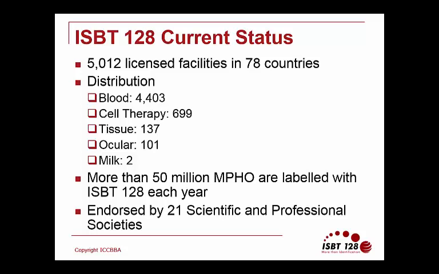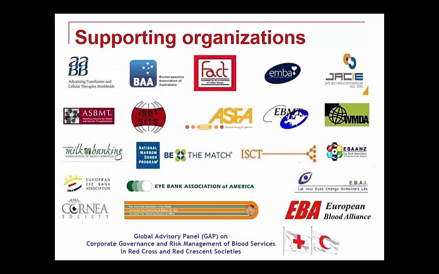Today, there are 5,012 facilities licensed to use ISBT 128 in 78 countries. Whilst the great majority of these are blood transfusion related, the most rapid growth areas are in the cell and tissue areas. More than 50 million medical products of human origin are labeled with ISBT 128 each year. And the standard is endorsed by 21 scientific and professional societies, including the European Milk Banking Association, JC, the European Blood and Marrow Transplant Group, the European Eye Bank Association, and the European Blood Alliance.